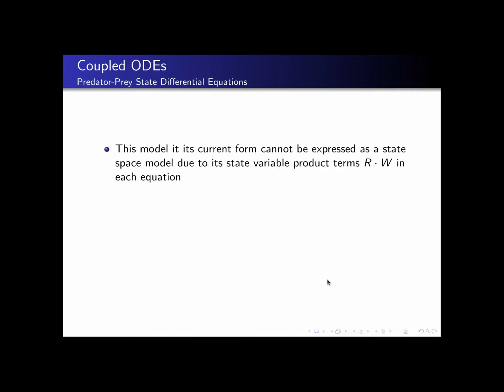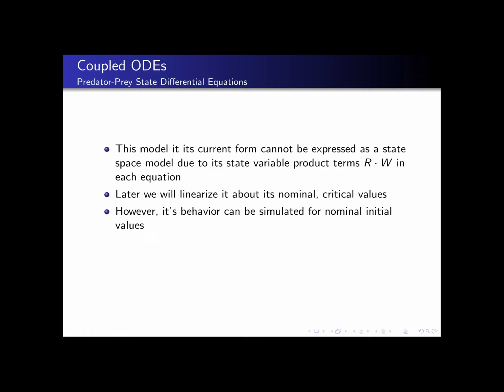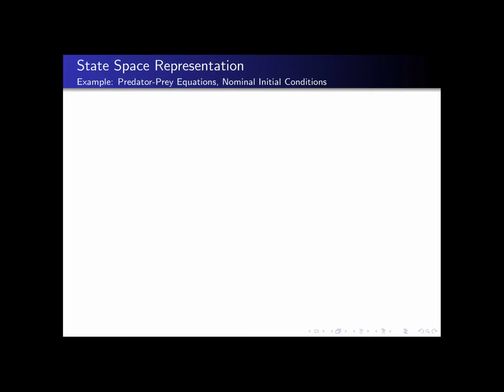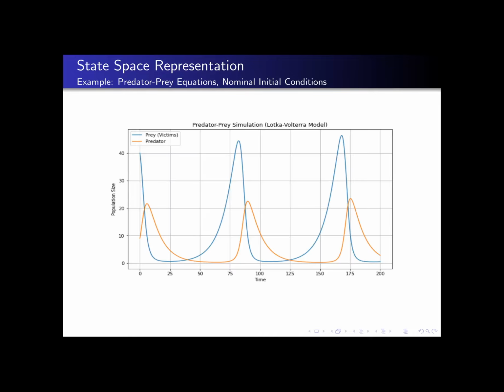Okay, so this model in its current form cannot be expressed as a state space model due to its state variable product terms RW in each equation. Later, we will linearize it about its nominal critical values or equilibrium values and show you how you can make a state space model once you do that. However, even though it's nonlinear, its behavior can be simulated using Python, and that's what we do in this next slide. And you can see how it works here.